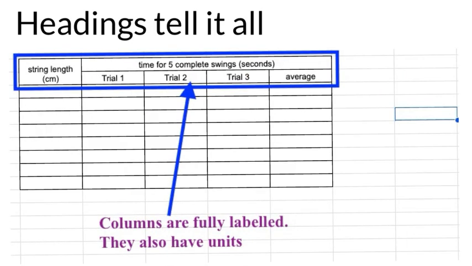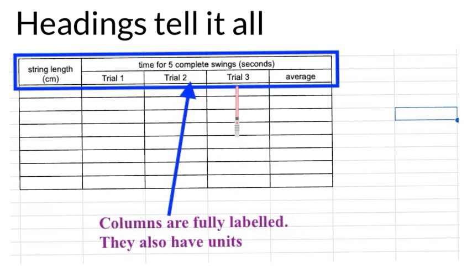Right, but what we've got to do is make sure that all of the information is here. As I said, that column is all about centimetres, the length of string in centimetres. Over here, these are going to be the time it takes for 5 complete swings. This is our first go at that length. This is our second go at that length. This is our third go at that length.